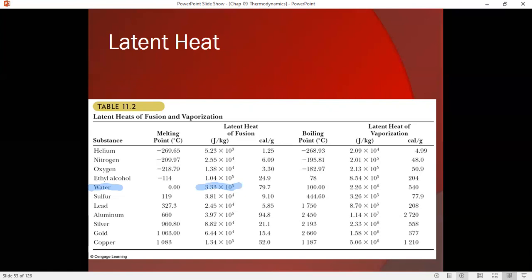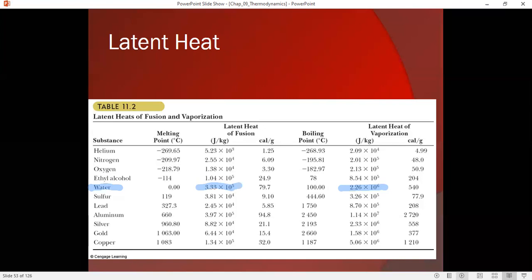That's why we put ice cubes in our drinks. That ice cube will absorb the heat and keep that drink nice and cool and refreshing as long as the ice cubes are present. Even more extreme, 2.26 million joules of energy are needed to turn water from a liquid at 100 degrees Celsius to a vapor, to boil it away.